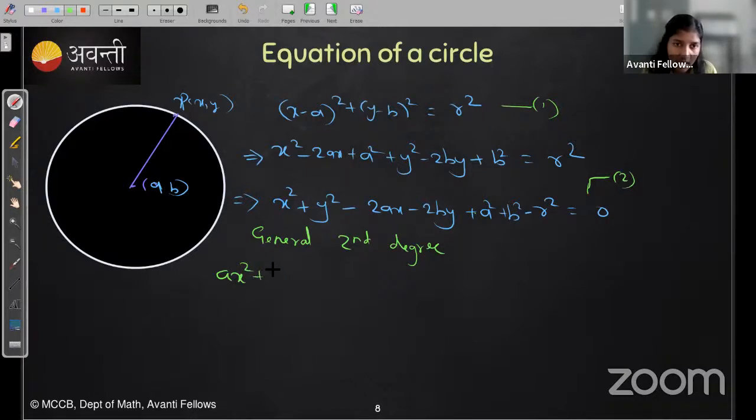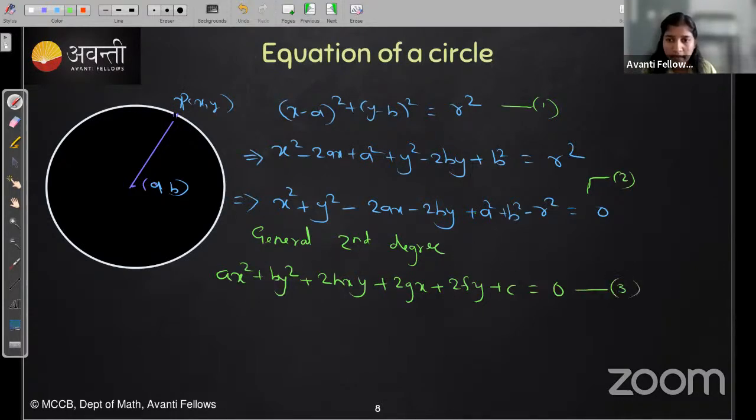It is ax square plus by square plus 2hxy plus 2gx plus 2fy plus c equal to 0, okay? So this is our general second degree equation. Now comparing 1, 2 and 3, what will I get? Compare the coefficient of x square and y square. Both are 1, right? Okay.